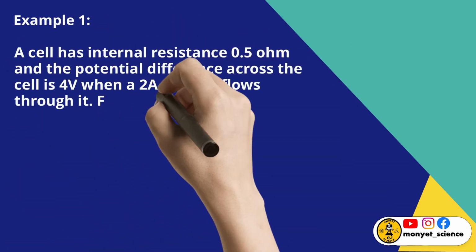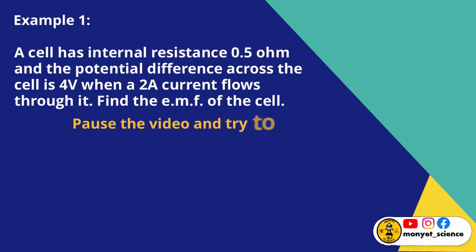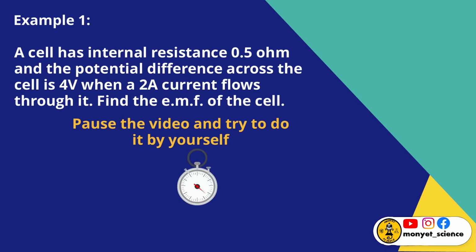Example 1. A cell has internal resistance of 0.5 ohms, and a potential difference across the cell is 4 volts when 2 amps of current flows through it. Find the EMF of the cell. Please pause the video to try it yourself.